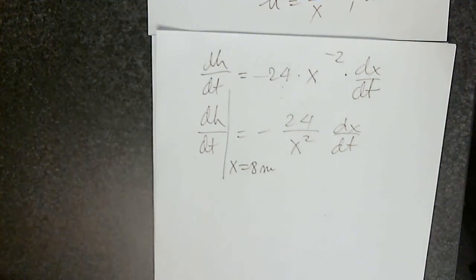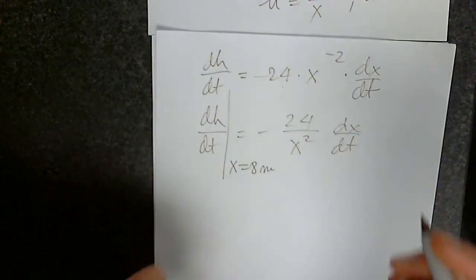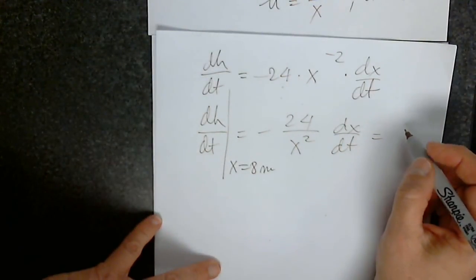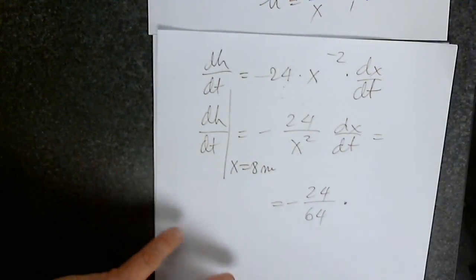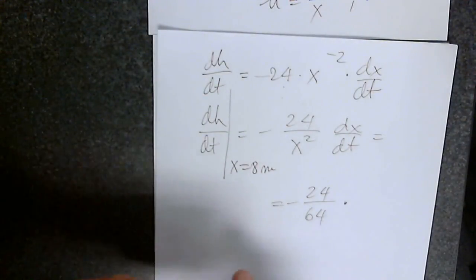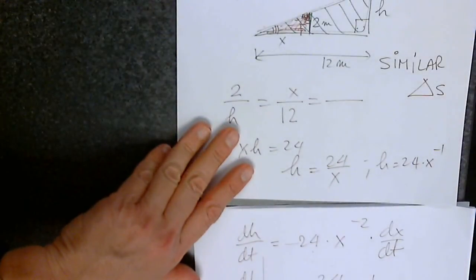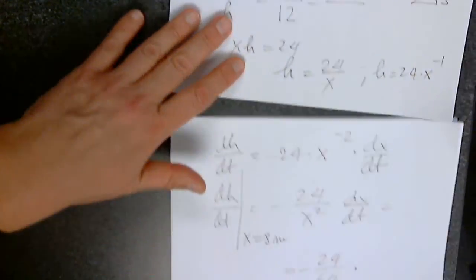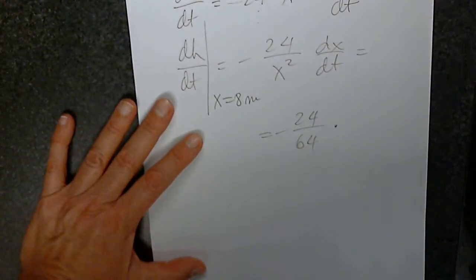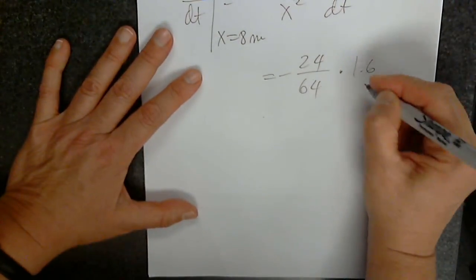I can't put 4 in there because this is what I covered, not that. So this is what I have as dx/dt. So then this is -24 over 64 times. How much is dx/dt? dx/dt. 1.6. 1.6. Very good. So times 1.6.